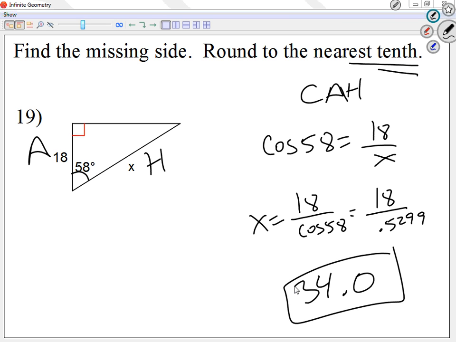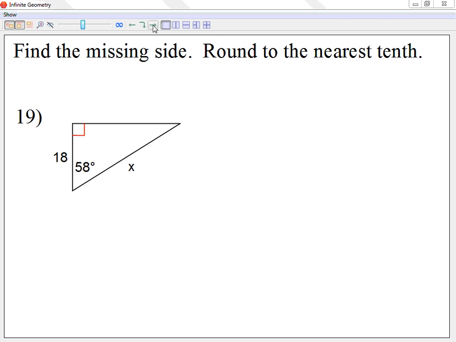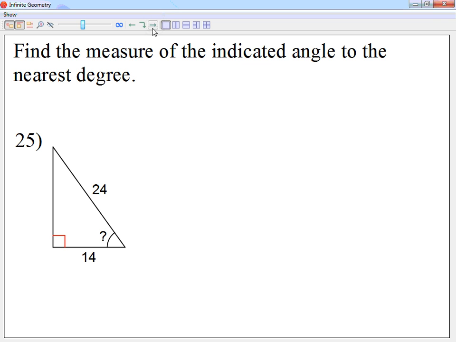Right. And then there's 4 of these on the test as well. So any questions from 19 through 24? Then, looking at 25, find the measure of the indicated angle to the nearest degree.